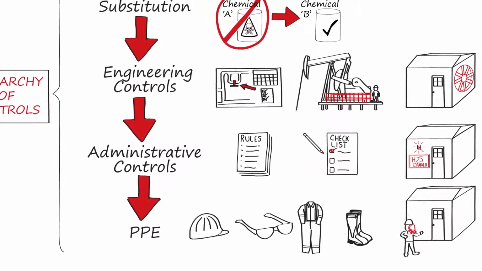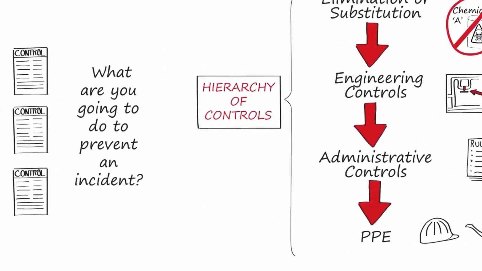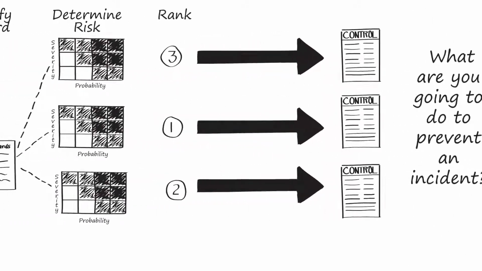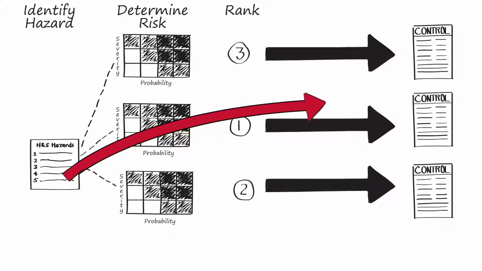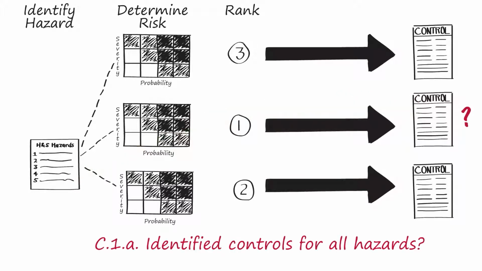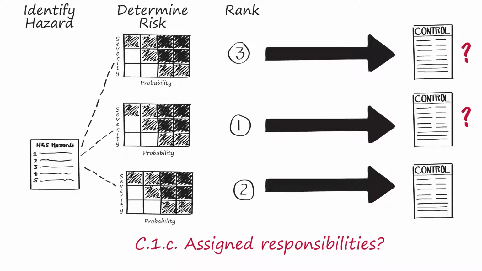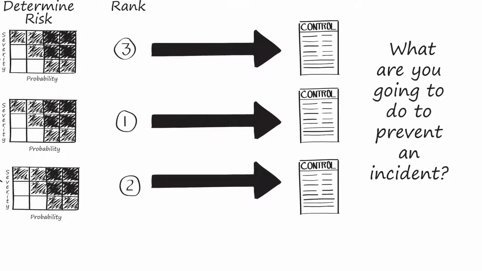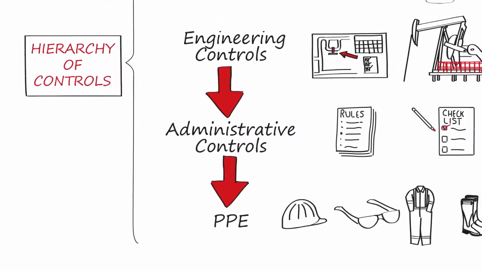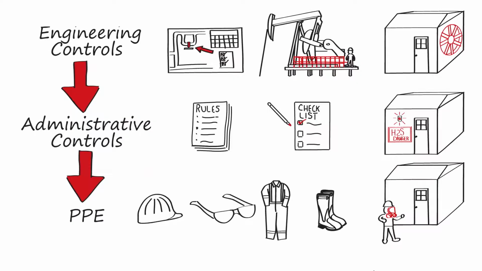Element C of the core audit is designed around this concept of the hierarchy of controls. The element starts with a series of questions that get at whether an employer is systematically addressing the hazards they have identified in their formal hazard assessment program. Have they identified controls, assigned responsibilities, followed up to measure their effectiveness, and enforce their use?